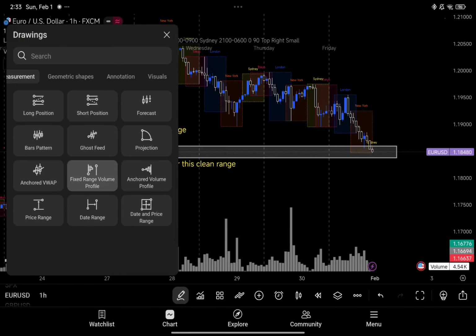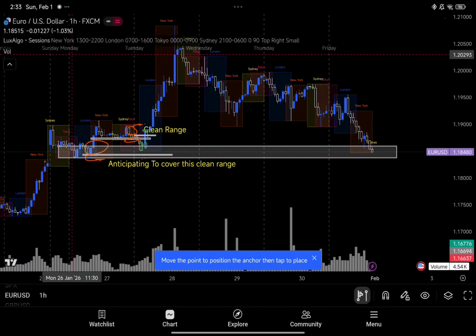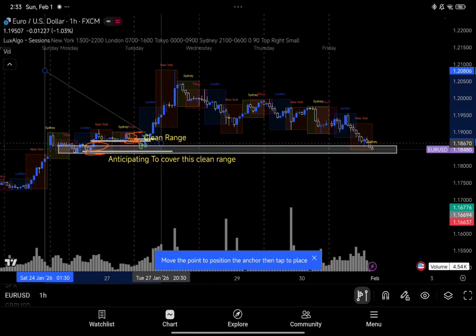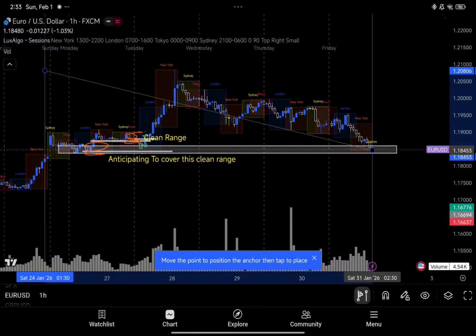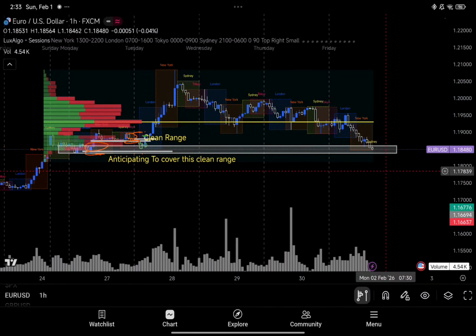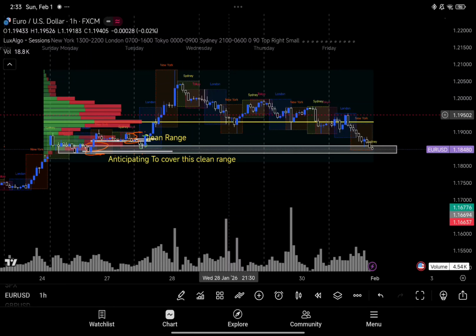Basically I use this indicator, which is the fixed range volume profile. From the high to this low, you will see that most of the trading activity happened, which is the point of control. This yellow line is the point of control.